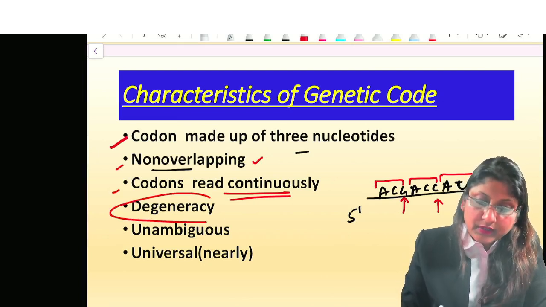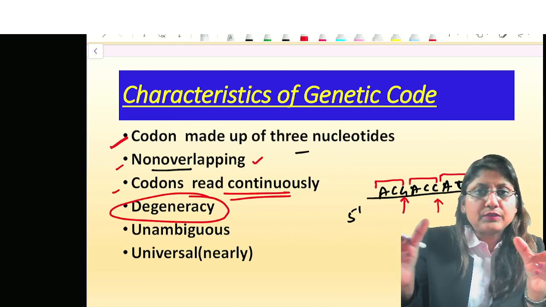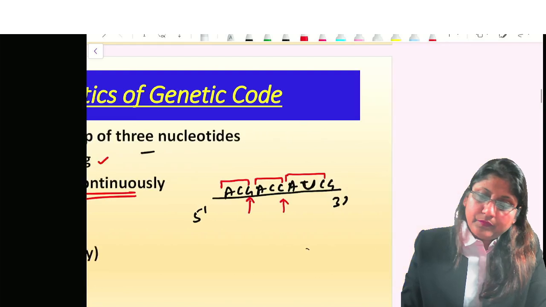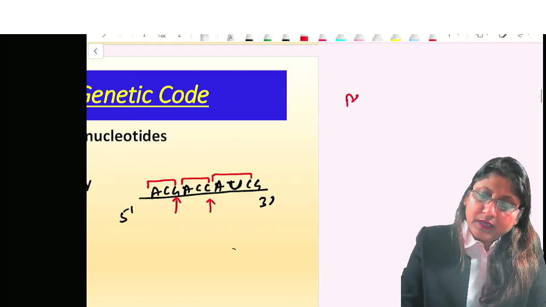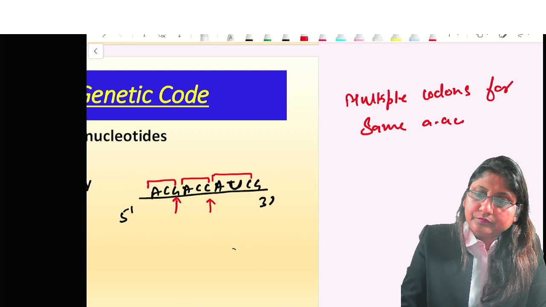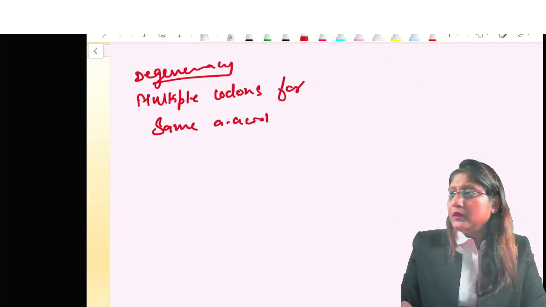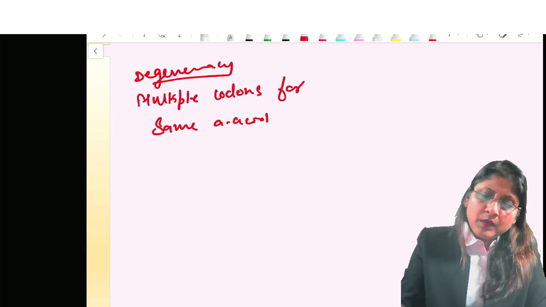Now coming to degeneracy. What is degeneracy? Multiple codons for the same amino acid. Degeneracy can be best defined as multiple codons for the same amino acid. I'll talk regarding this degeneracy, but I will keep my discussion brief.